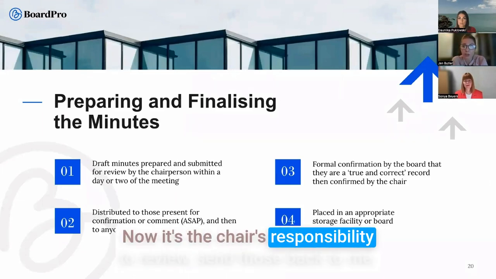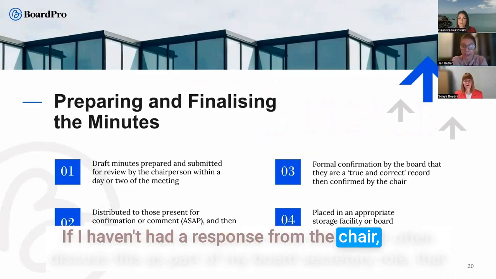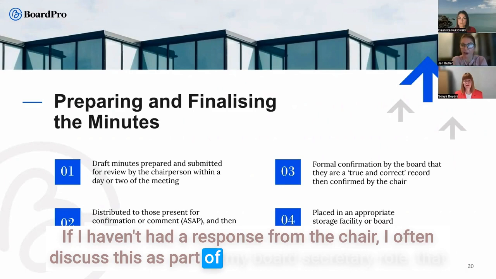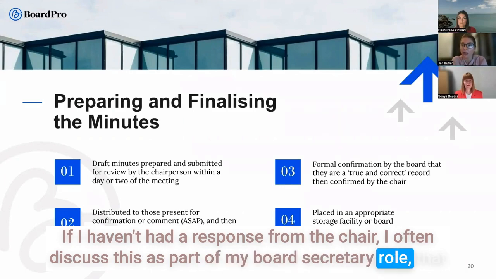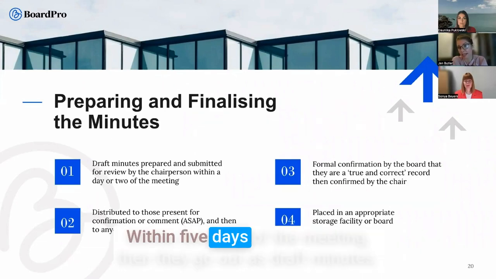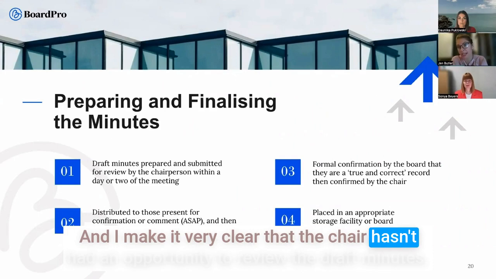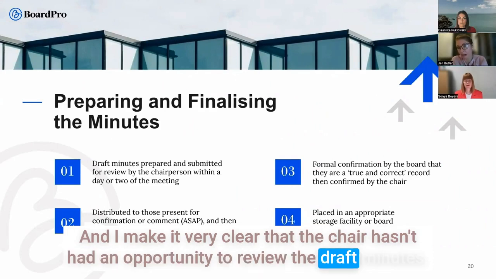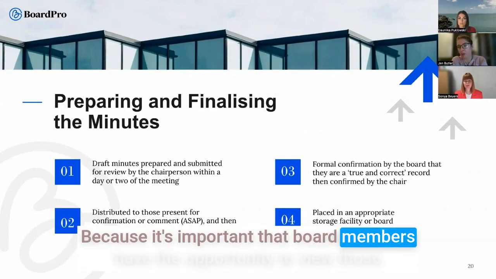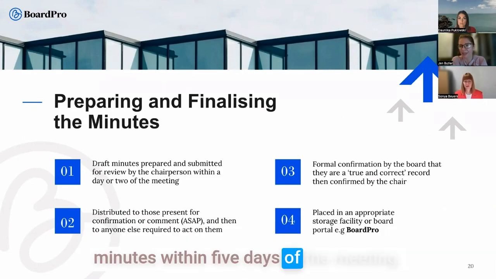Now, it's the chair's responsibility to review and send those back to me. If I haven't had a response from the chair, I often discuss this as part of my board secretary role, that if the chair's unable to review the draft minutes within 5 days of the meeting, then they go out as draft minutes, and I make it very clear that the chair hasn't had an opportunity to review the draft minutes, because it's important that board members have the opportunity to view those minutes within 5 days of the meeting.